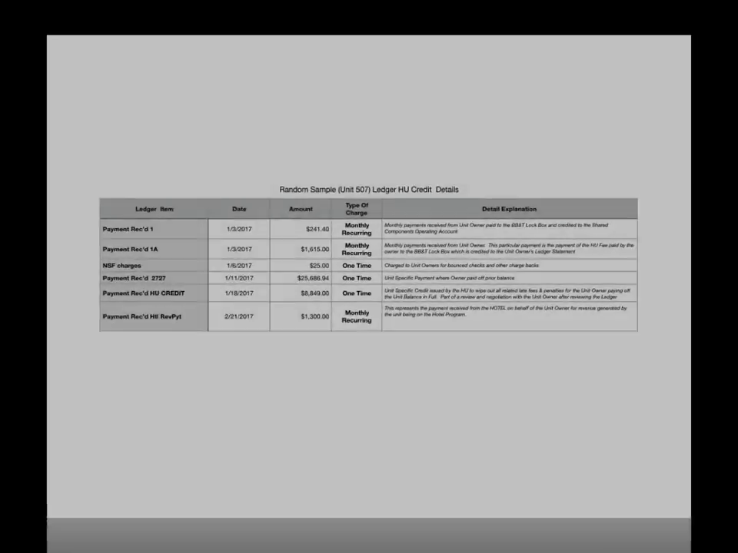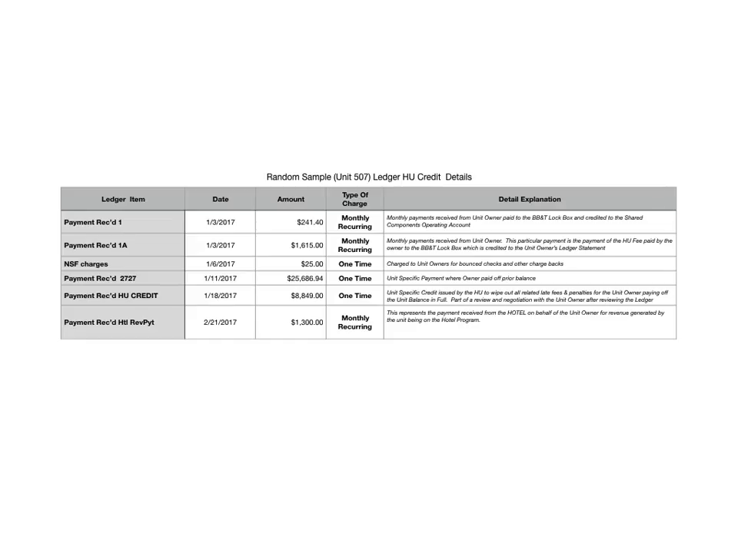Next, we're going to take a look at monthly ledgers, and we're going to look at how the payments are recorded. Okay, now let's take a look at the monthly ledger, and we just reviewed what charges are going to show up, but now let's review how the payments show up on the ledger. This is an example of another unit taken at random, just a random sample, and this shows some of the payments and how they're going to show up.